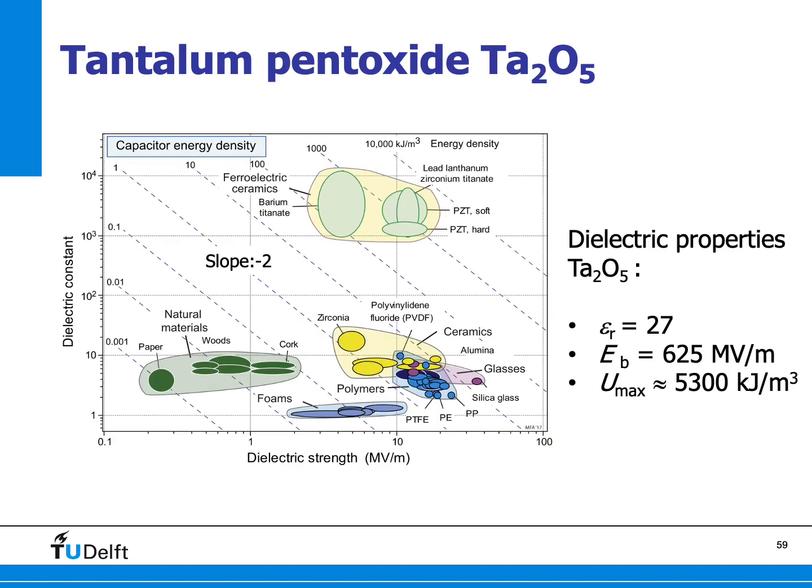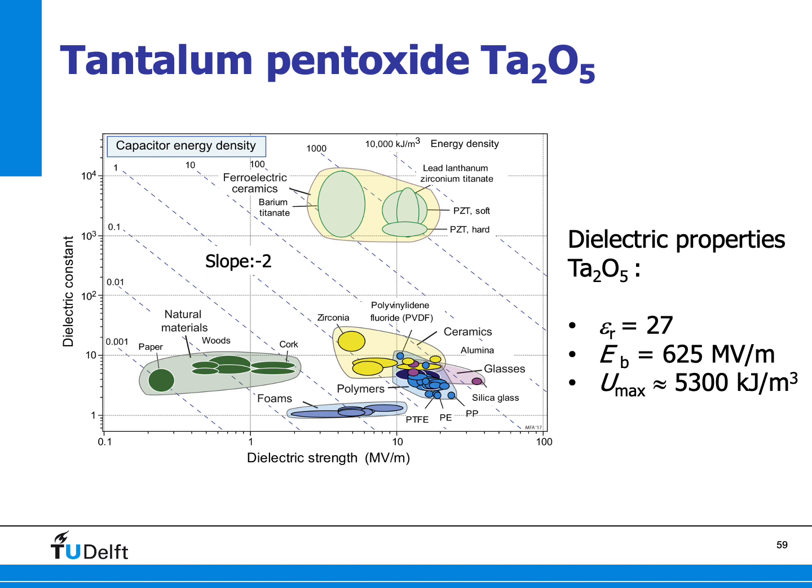So once more, we see here the dielectric constant and the dielectric strength. It's a similar graph as 2 slides ago. So the lines here with the slope -2 again represent the energy density, so the amount of energy that you can store in a dielectric material per unit volume.